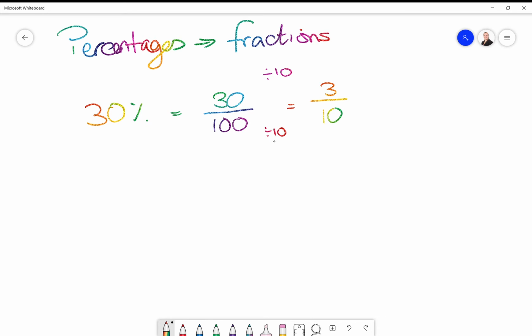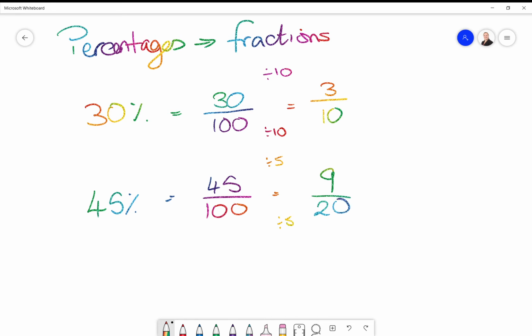If I take another one, let's take 45% this time. So 45 for every 100, so out of 100. This time they're not in the 10 times table, but they are in the 5 times table. So 5 into 45 goes 9 times, and 5 into 100 goes 20 times, so 45% as a fraction is 9/20.